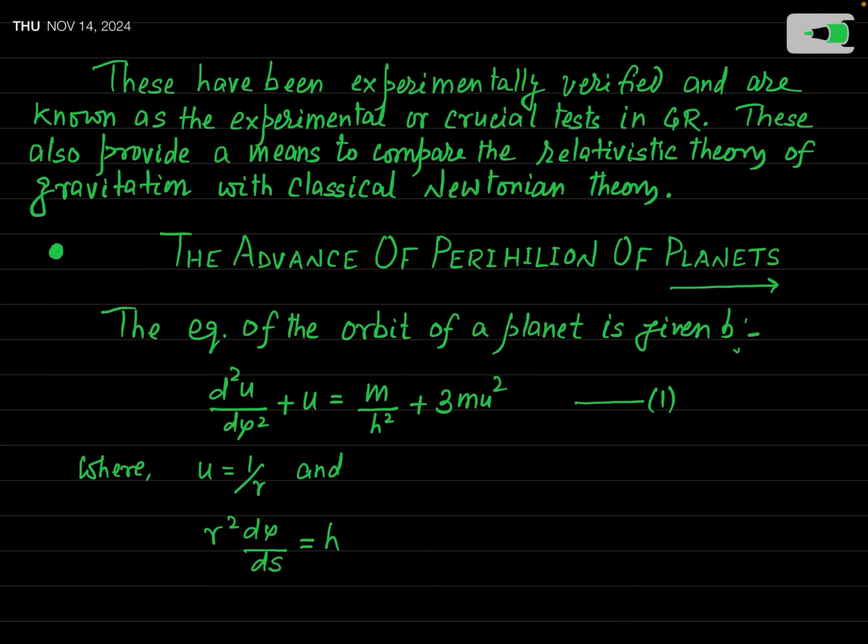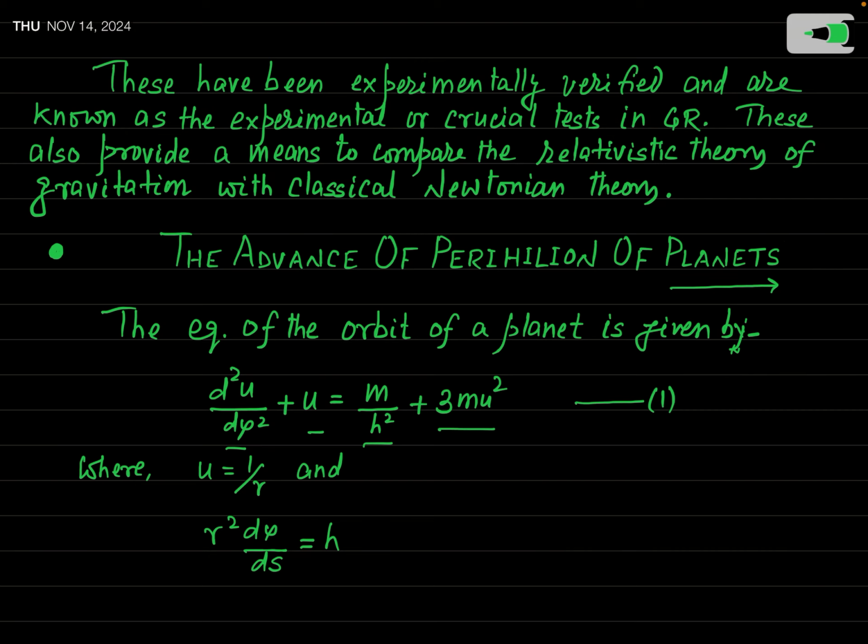For this you will need the starting equation which we obtained in my previous video when we discussed the problem of planetary orbits or planetary motion on the basis of Einstein's relativistic theory of gravitation. If you recall what we learned in my previous video, the equation of orbit of a planet is given by d2u by d phi square plus u equal to m over h square plus 3mu square. Are you recalling this? Definitely you can, because you have just learnt this equation in my previous video.